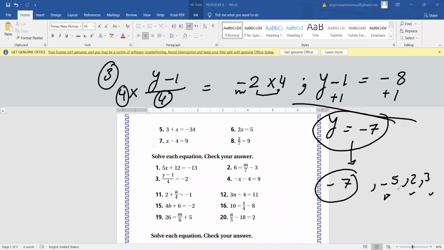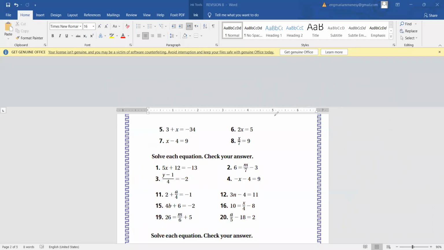Yes, Miss. Miss, tomorrow can you give us a paper so we can have space to write the steps? You will have many spaces in your paper, inshallah. You can write in any space in your paper. This is your paper.